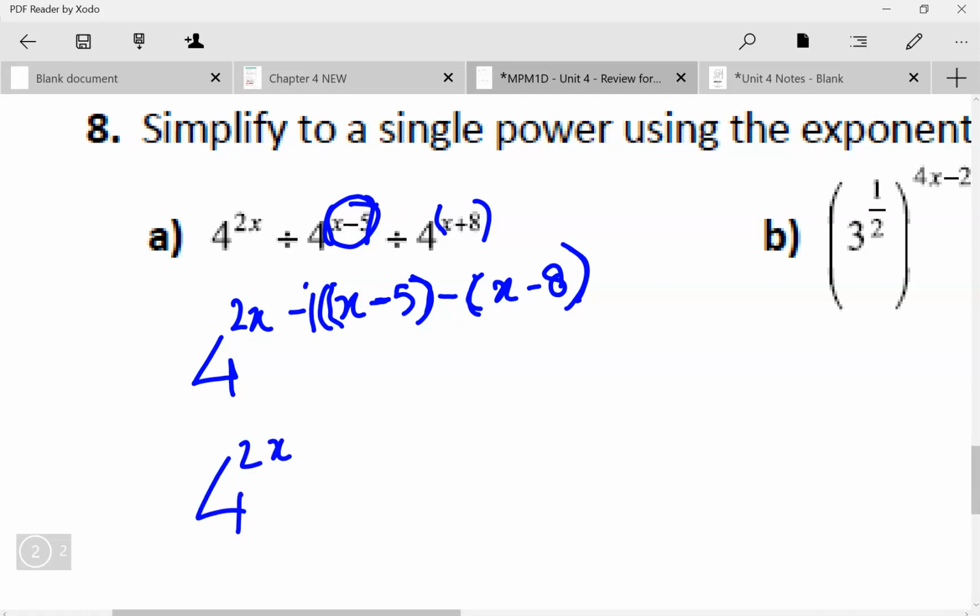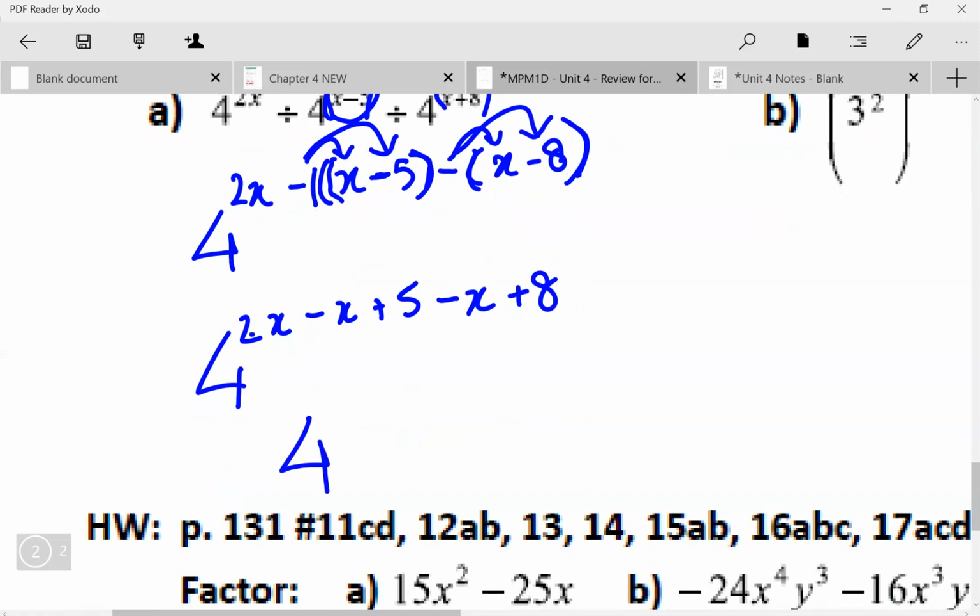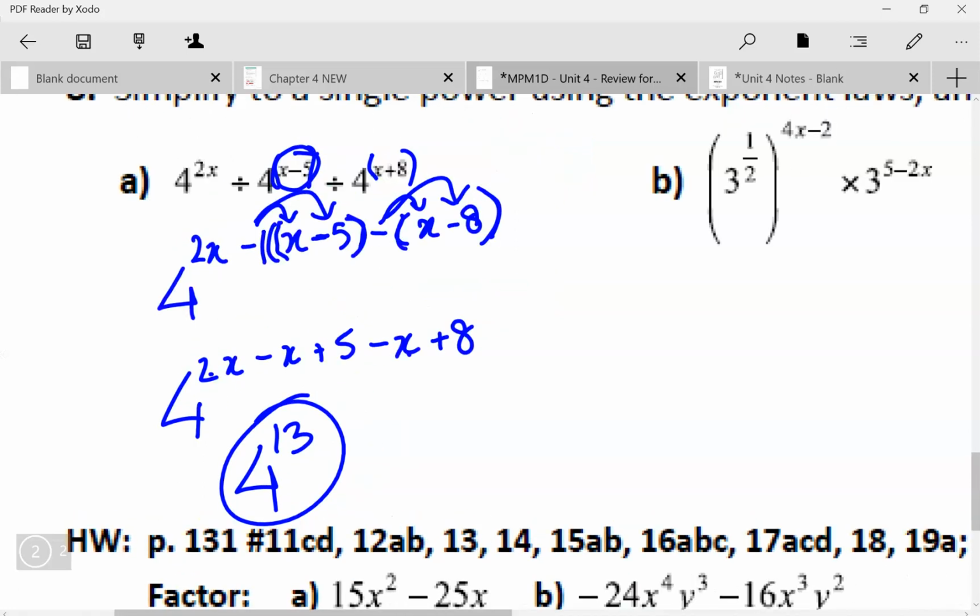Again, negative 1 times x is minus x, negative 1 times negative 5 is positive 5, negative 1 times x is negative x, negative 1 times negative 8 is positive 8. Combine like terms: 2x minus x is 0x, which I'm just going to ignore. 4 to the power of 13.